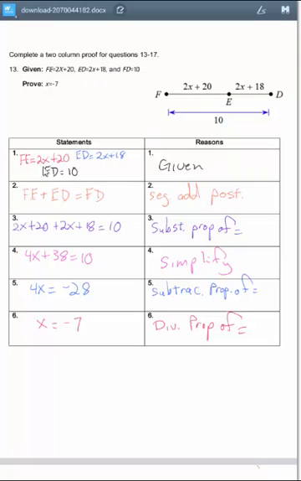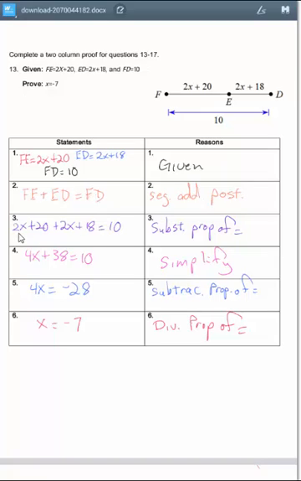So I wrote down the given statements, and I'm not going to repeat them all because they're right there. You can see them. Then what I did next, I used the segment addition postulate to show that FE plus ED equals FD. Segment addition postulate: this segment plus this segment equals this larger segment. Then I used substitution to say, instead of writing FE, I wrote 2x plus 20. Instead of writing ED, I wrote 2x plus 18. And instead of writing FD, I wrote 10.